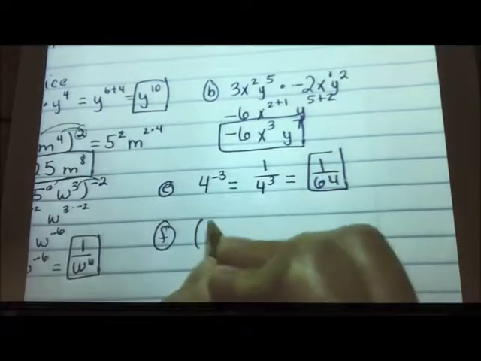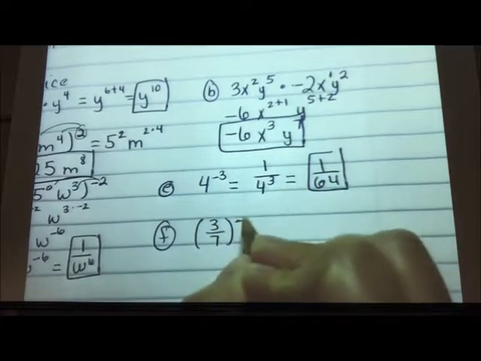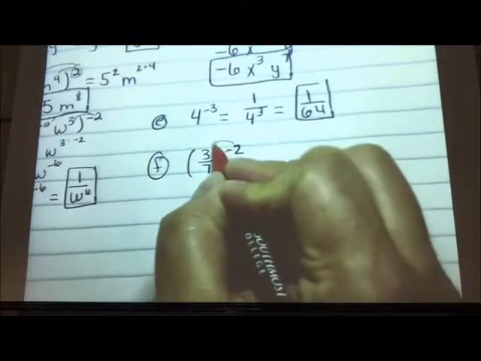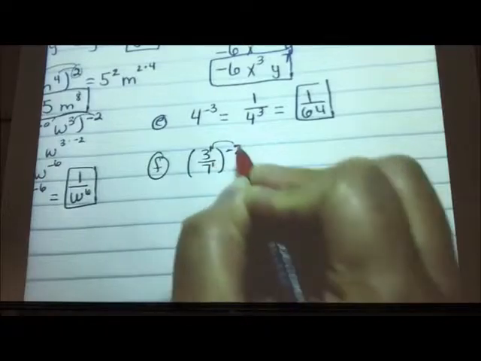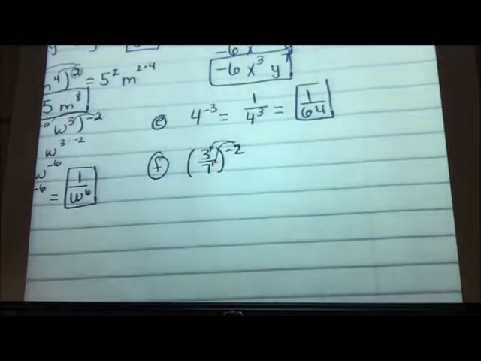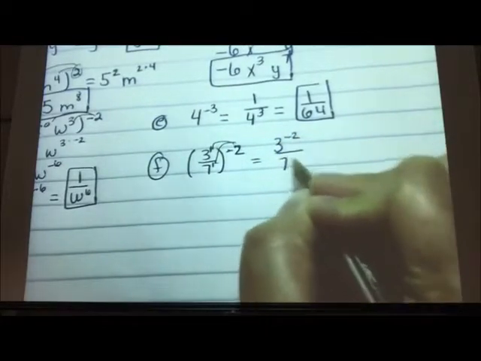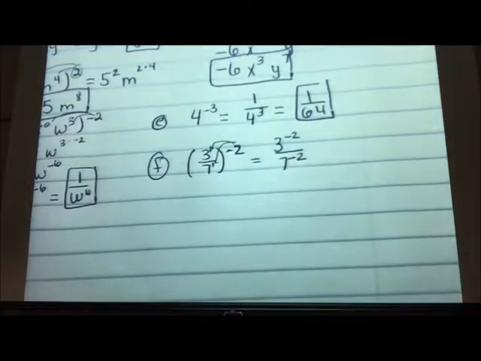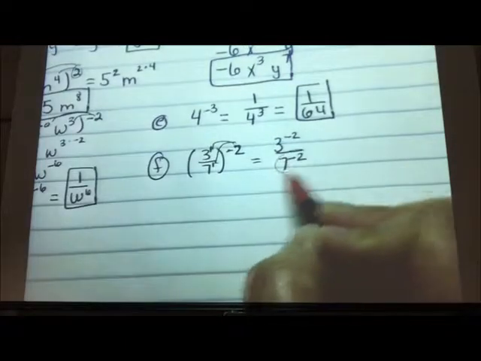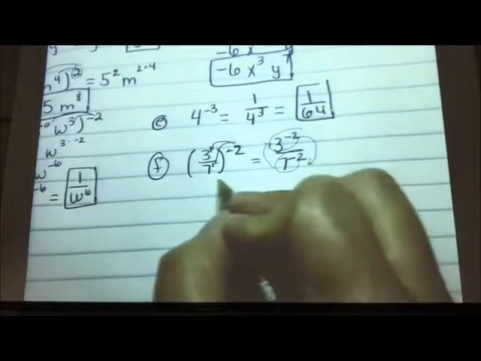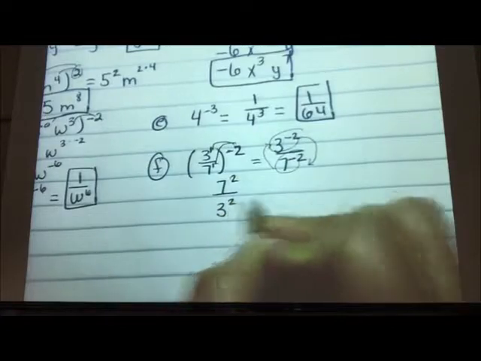Let's say I have 3 over 7 to the negative 2nd power. Now, that power outside belongs to the exponent of the 3 and also the exponent of the 7. So this becomes 3 to the negative 2nd over 7 to the negative 2nd. They both have a power of negative 2. In a problem like this, this goes to the top and this goes to the bottom. So this becomes 7 squared over 3 squared.